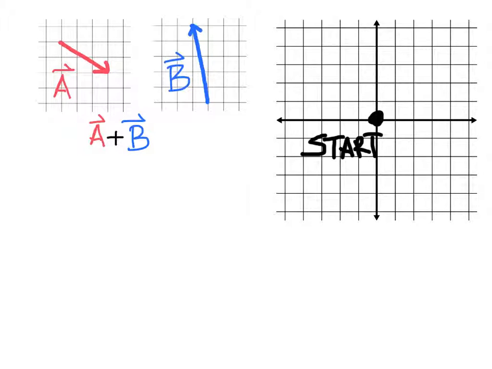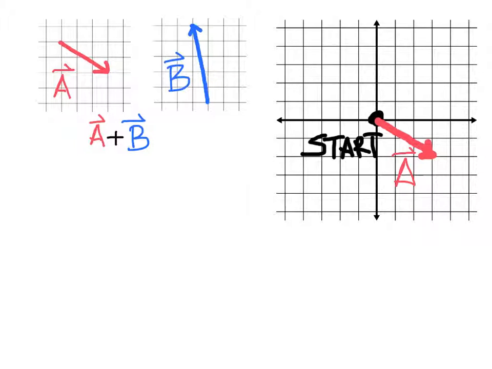And then from there, the first thing we're going to do is vector A, because that's the first term in our sum we see over here. First we do vector A, then we do vector B. So from our starting point, vector A goes 3 to the right and 2 down. So there we have our vector A.